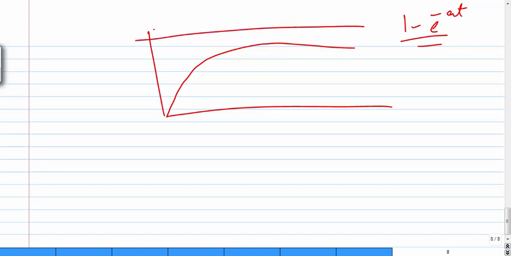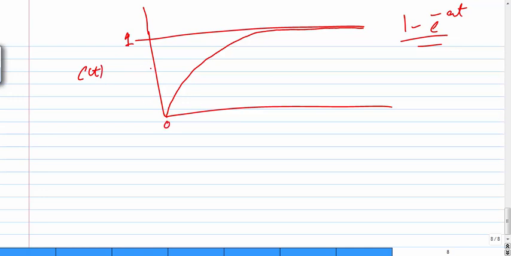Okay, if this is year 1, let me redraw it. I didn't draw it very well. Start from 0 and try to reach 1. So this is C of t. So this is year 0. If we say this is the 63%, or we can say that this is equal to 0.63, then at this point the time is 1 over a. This is your time constant. So this is the representation we are getting for a first order system only.